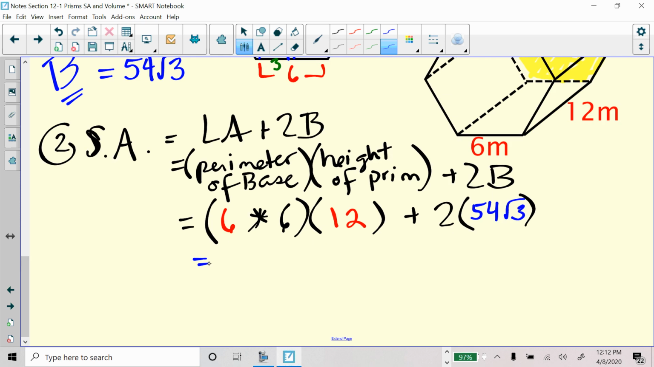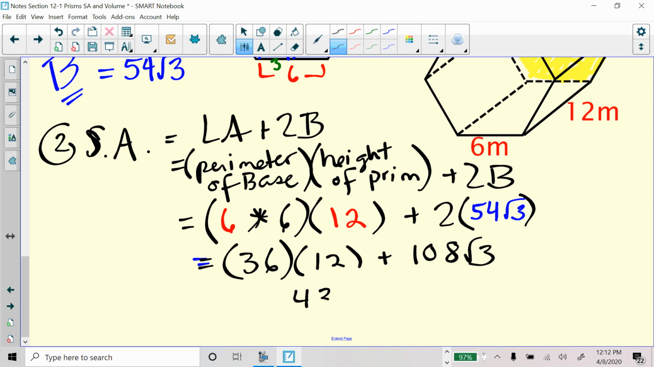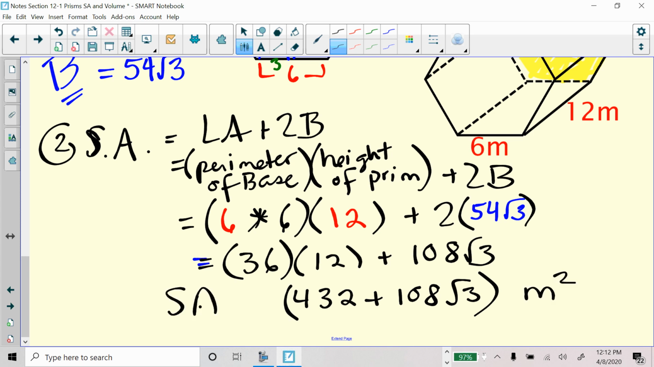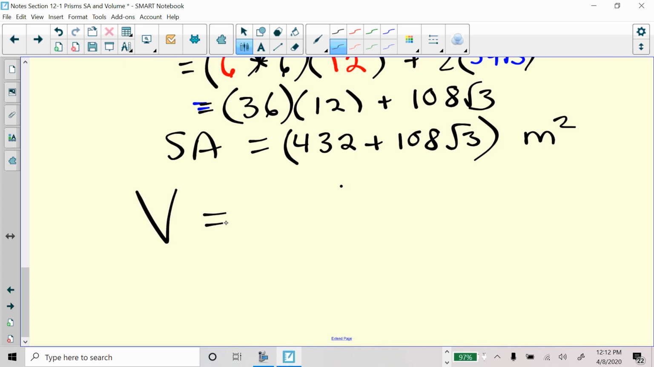So now we get 36 times 12 plus 108 square root of 3, and we get 432 plus 108 square root of 3, and that will all be in meters squared because that was surface area, right? Okay, so let's now talk about volume.